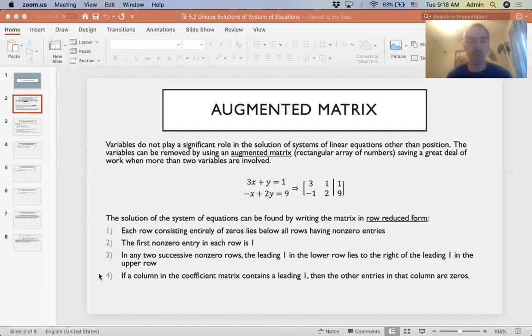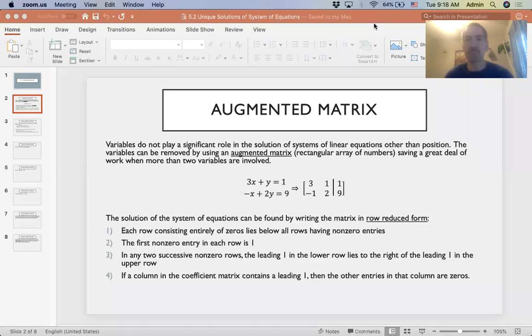And then the 4th requirement is that if a column in the coefficient matrix contains a leading 1, then the other entries in that column are zeros. So when we're solving for the x and the y, we don't want any of the other equations to have an x or a y. Right? When we used the elimination method, we eliminated one variable so that we could solve for the other one. That's kind of what that's saying there. So we want everything else in that column to be zeros, so we're able to solve for the variables.